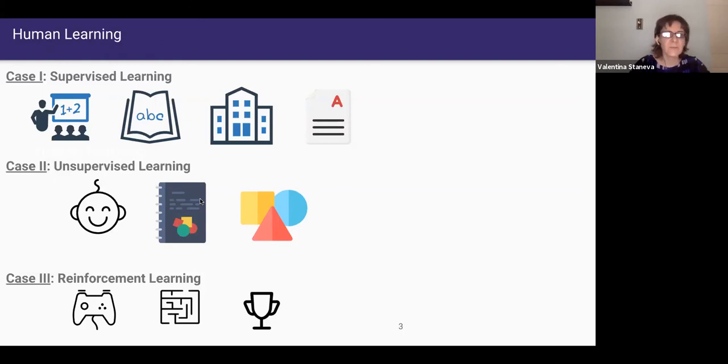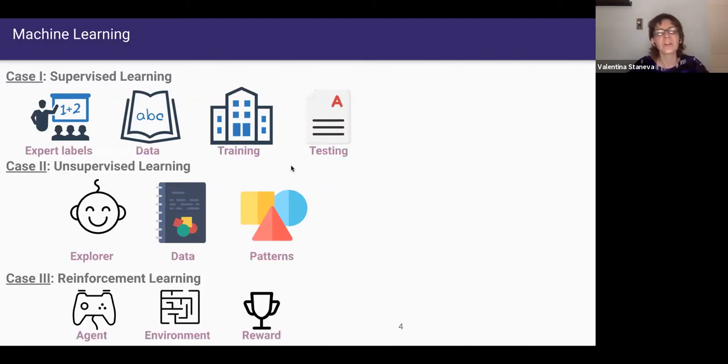And the same thing applies to machine learning. Our textbooks are now our data, which has some expert labels to help us out, and we do some training and some testing, and we keep doing this again and again until we improve what we have learned. So that is supervised learning. There's unsupervised learning: we just have data, we look at it, we discover patterns. And there is also reinforcement learning, which is very similar. Instead of a kid playing a game, now you have a robot playing the game.